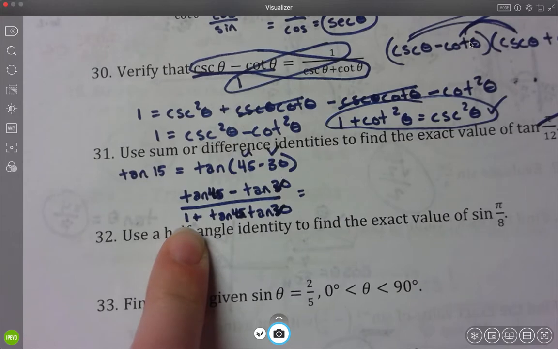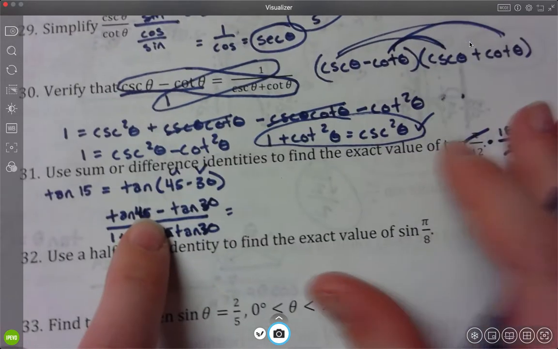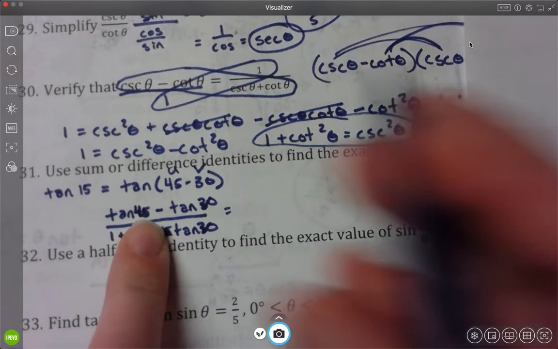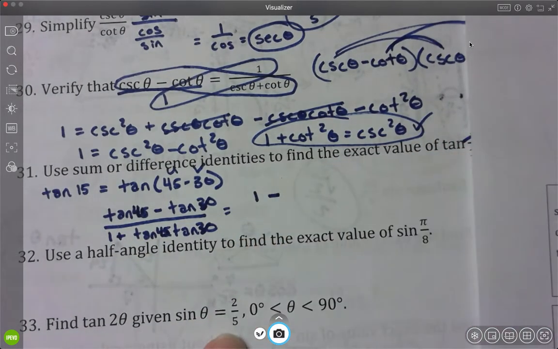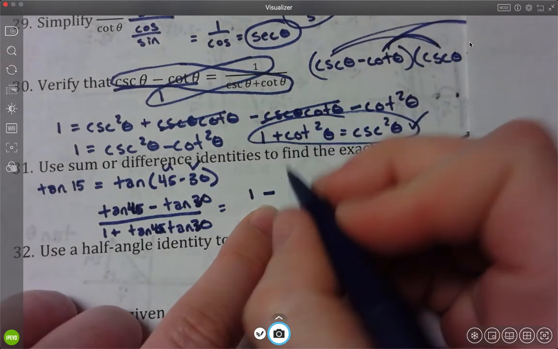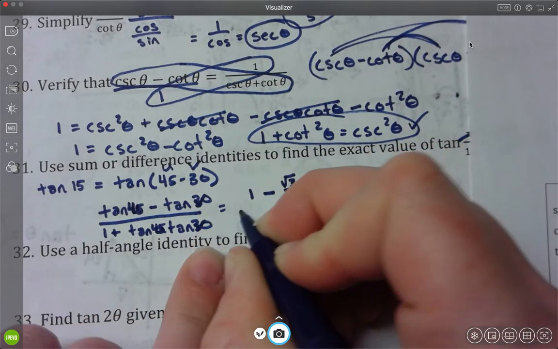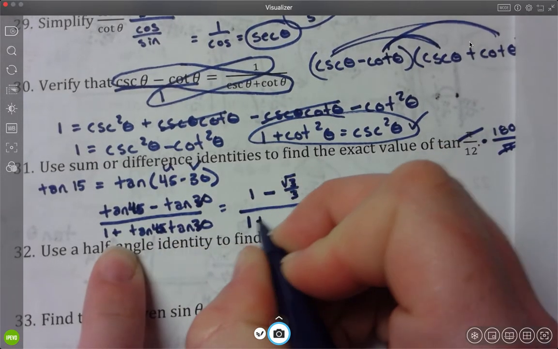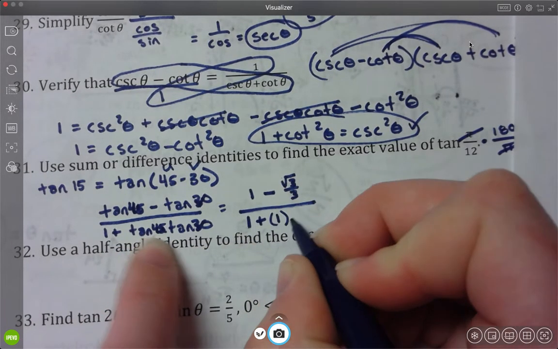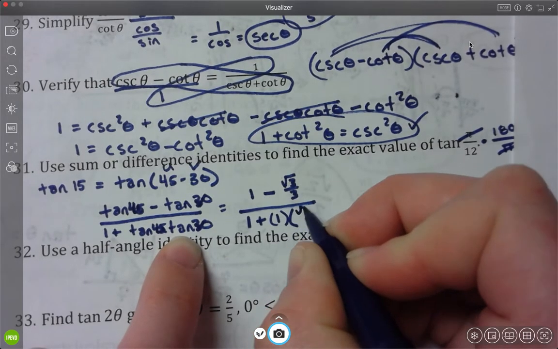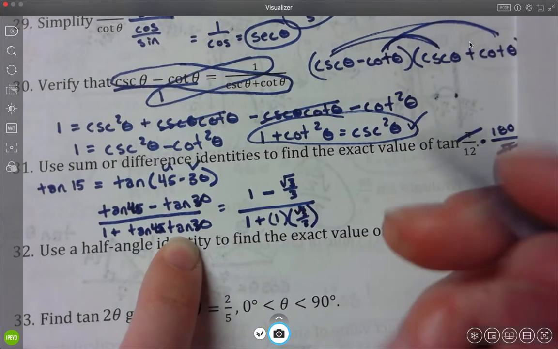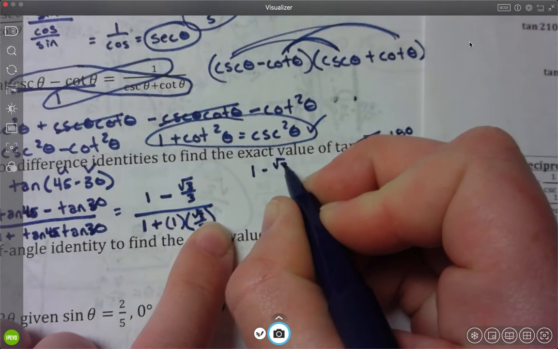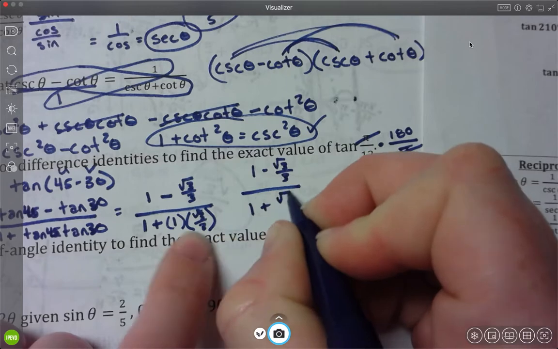So I just look at my unit circle and I find tangent of 45 degrees. Tangent of 45 degrees is 1. So I have 1 minus tangent of 30, which is square root of 3 over 3, over 1 plus tangent of 45, which is 1, times tangent of 30, which is square root of 3 over 3 again. So I have 1 minus the square root of 3 over 3, over 1 plus the square root of 3 over 3.